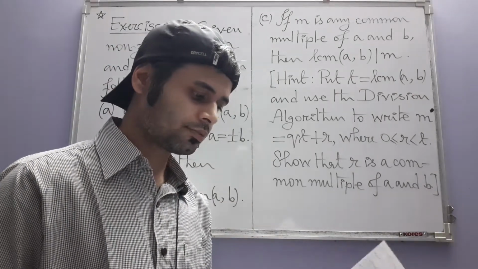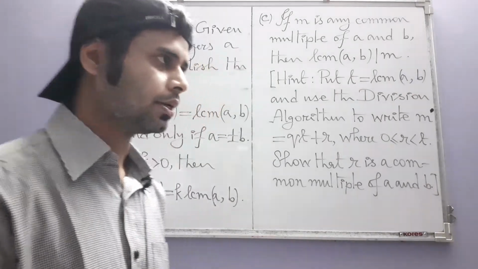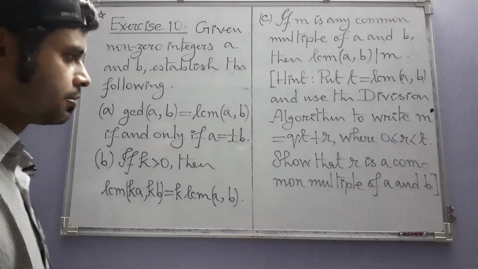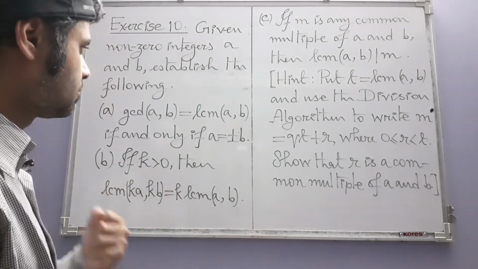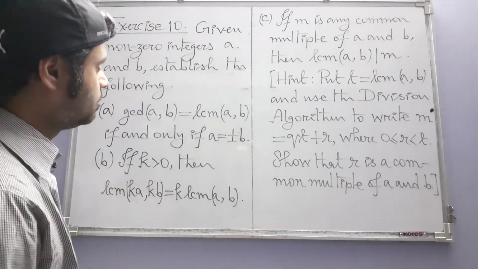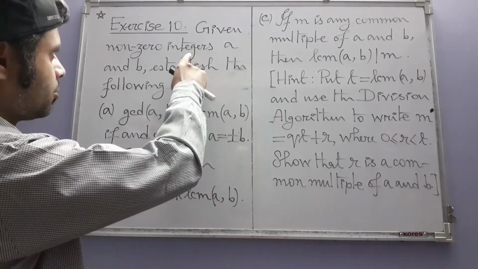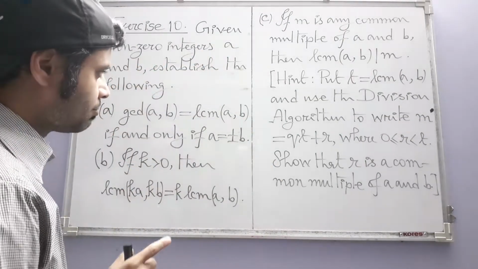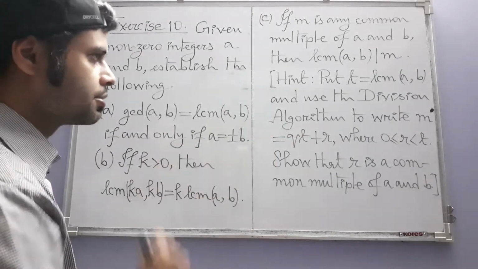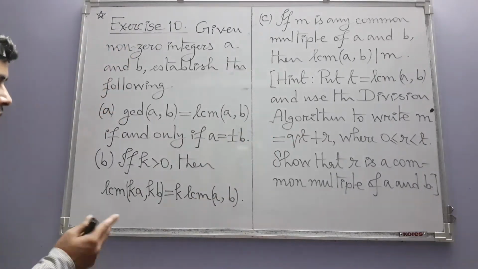Okay, so we have come back to number theory once again, and so let's continue. Here in this one, we are given two non-zero integers a and b, and for them we have to establish these things. So there are three parts.